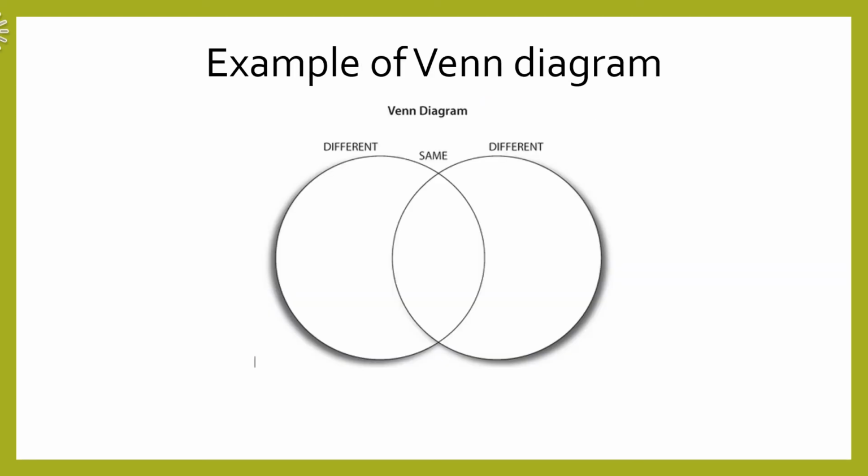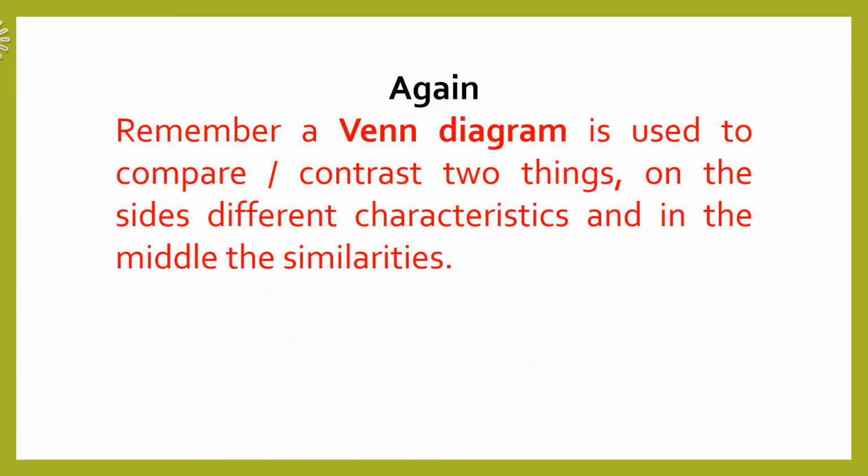And we have here an example of a Venn diagram. If you check, we have two circles and we have the intersection in the middle. In the middle are the same characteristics from both, and on the sides, the differences. Again, remember a Venn diagram is used to compare and contrast two things. On the sides, different characteristics, and in the middle, the similarities.